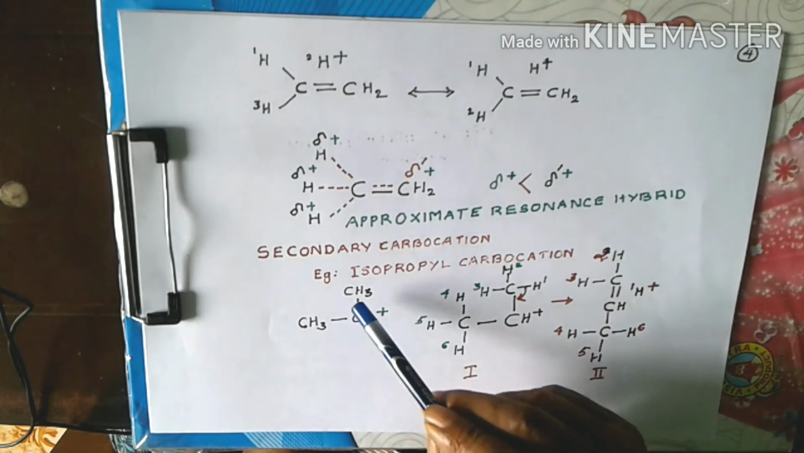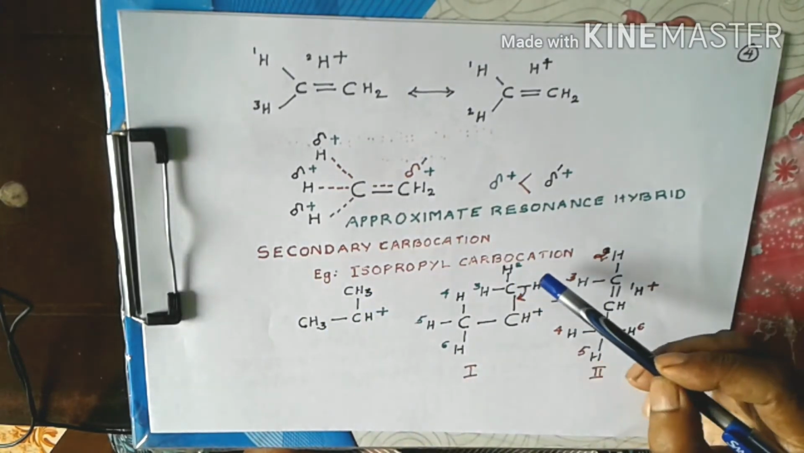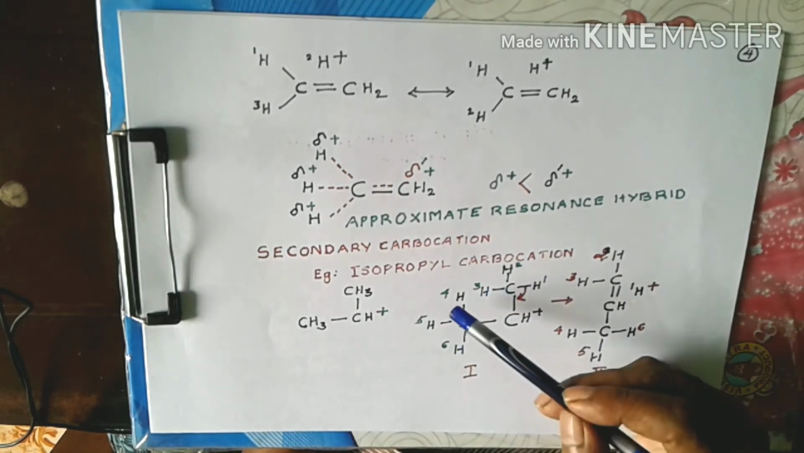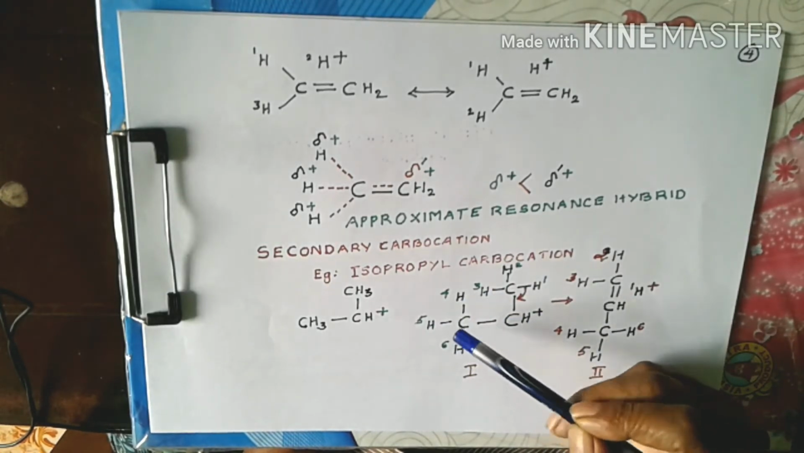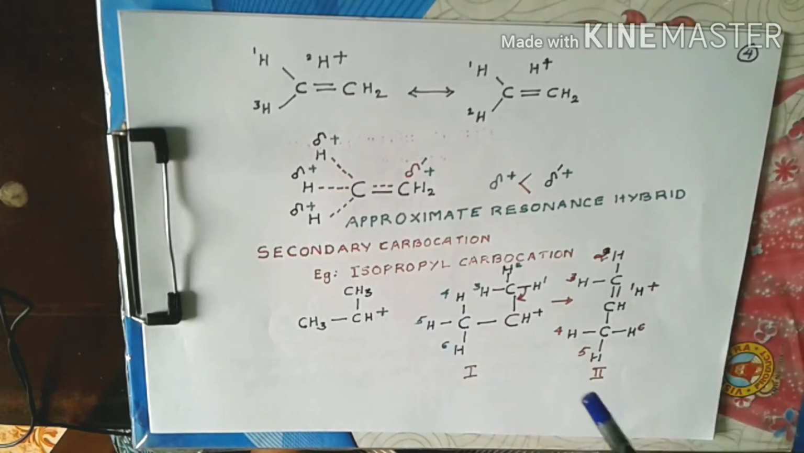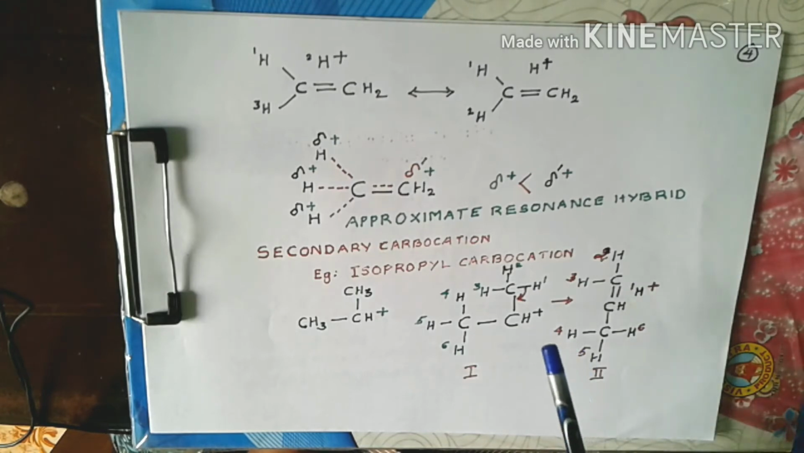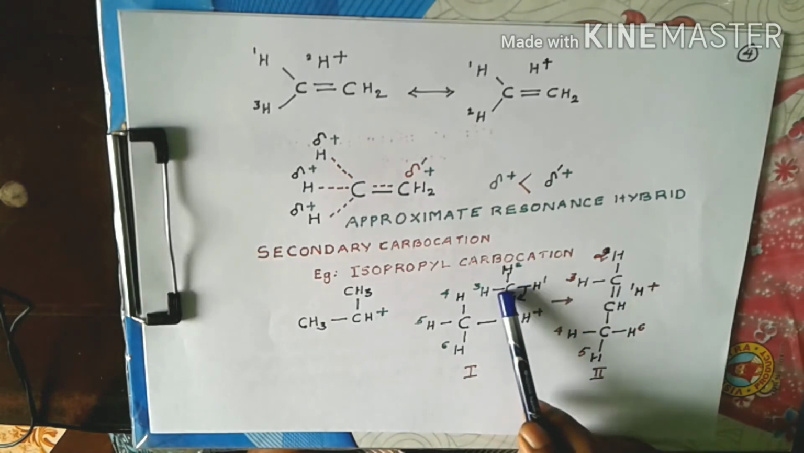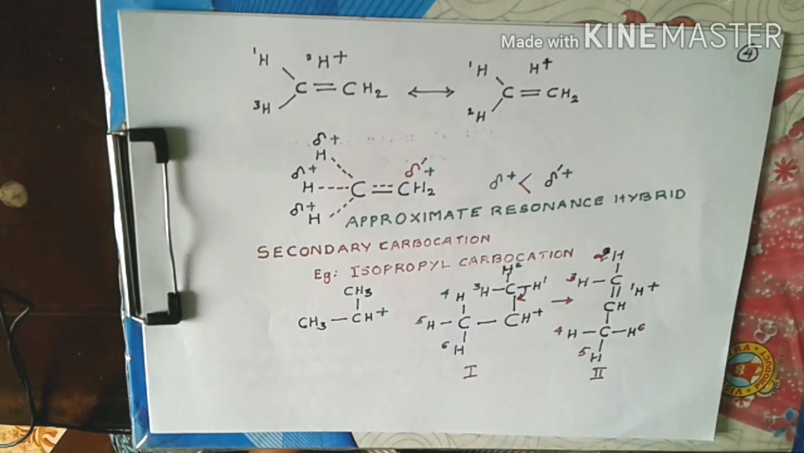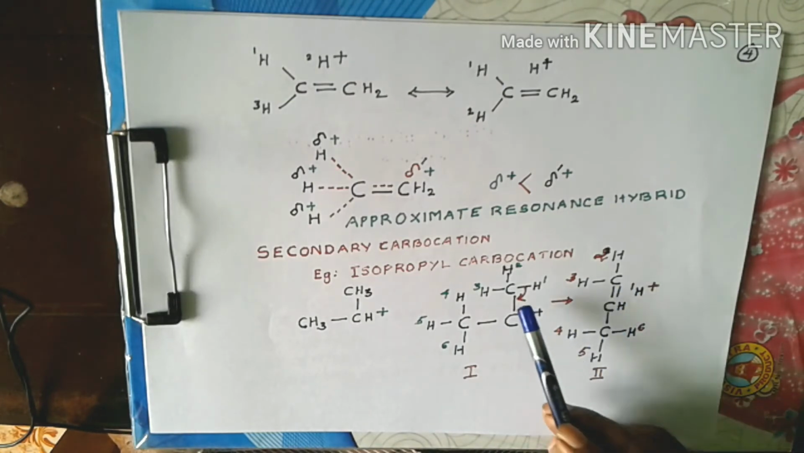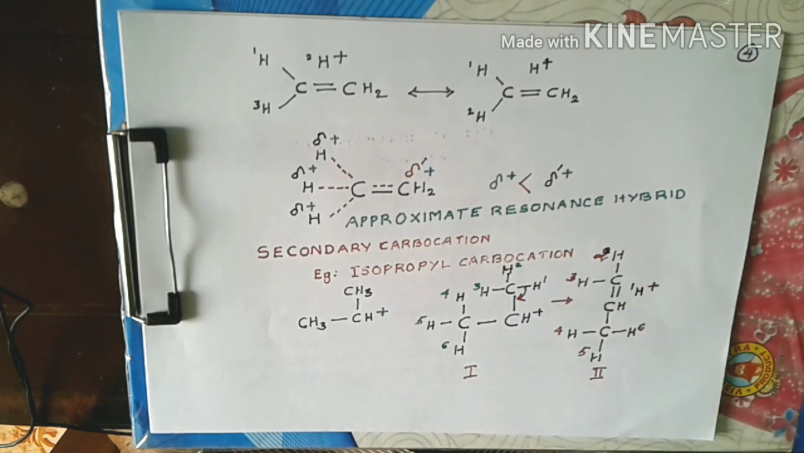Now there are two methyl groups. The hydrogen atoms of one methyl group are numbered 1, 2, 3. Then the hydrogen atoms of the other methyl group are numbered 4, 5 and 6. All the 6 hydrogen atoms can get involved in hyperconjugation, or all the CH sigma bonds can get involved in hyperconjugation. So one such structure is shown here where the CH1 sigma bond is involved in hyperconjugation.